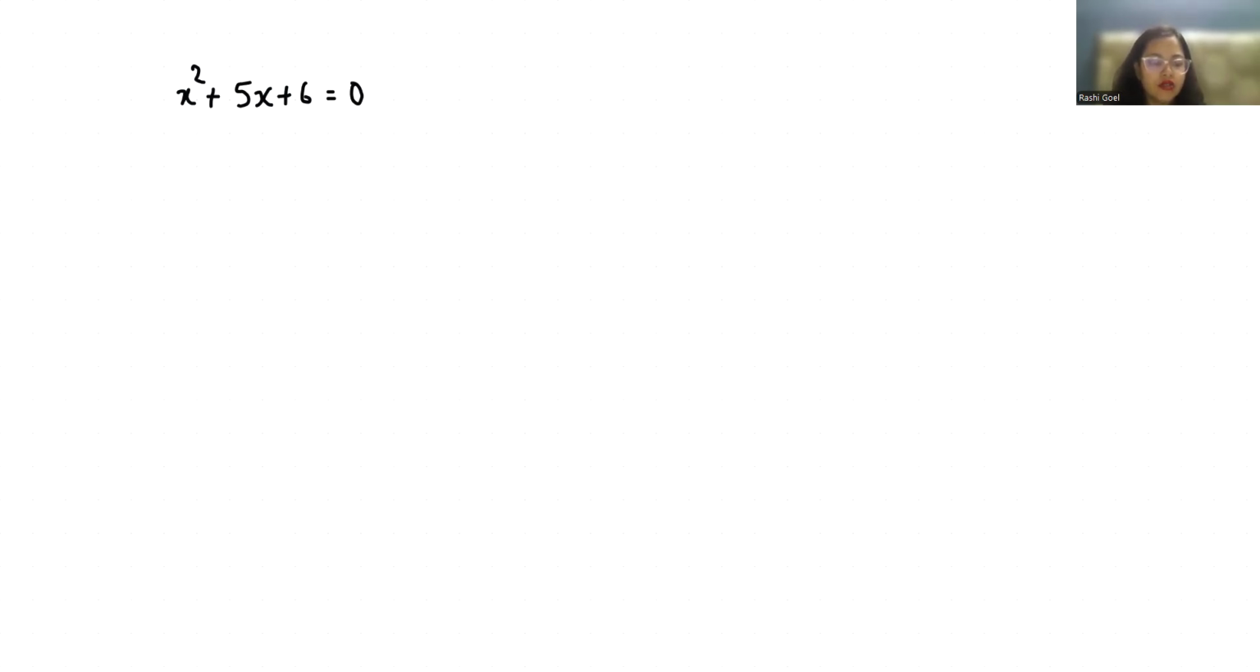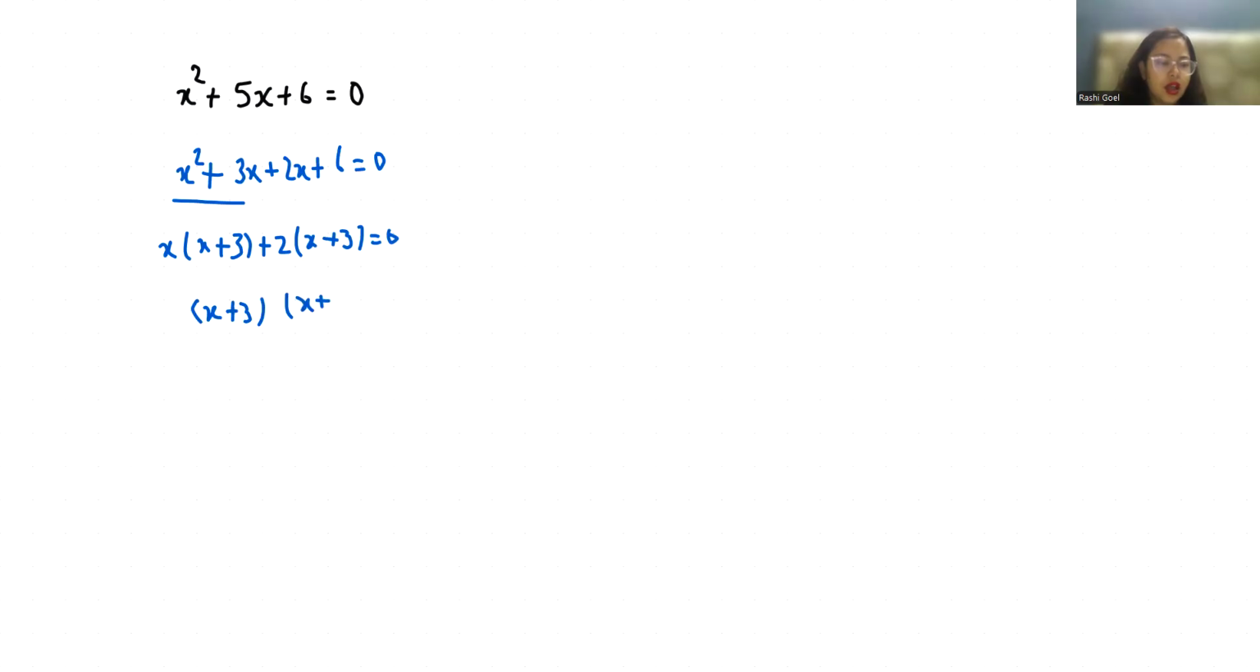So we can write this 5x as 3x plus 2x plus 6 is equal to 0. Now if I take x as common, x plus 3 is left, and if I take 2 as common, x plus 3 is left, is equal to 0. Now x plus 3 is common, so x plus 2 is equal to 0.